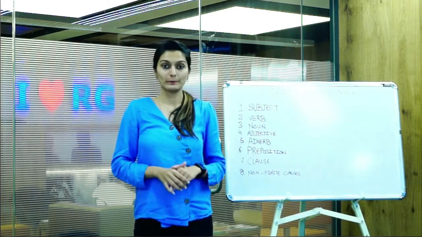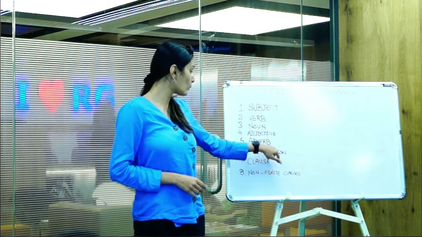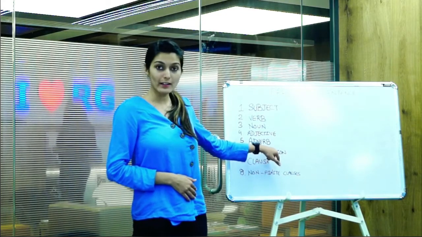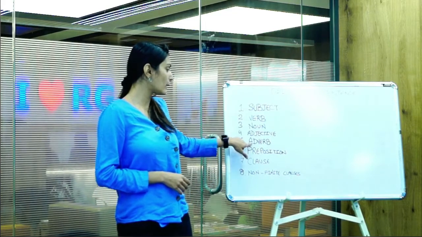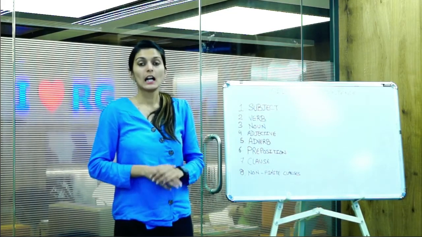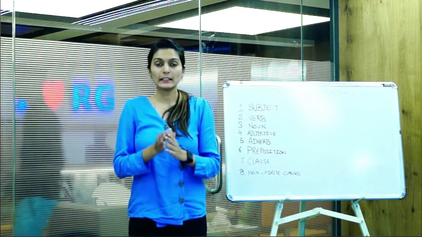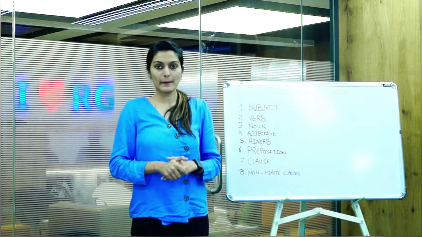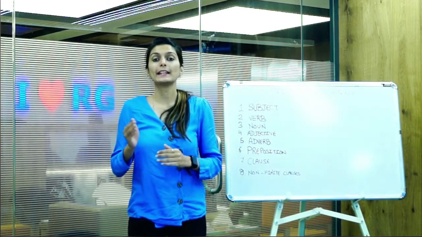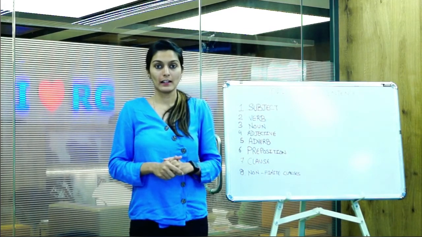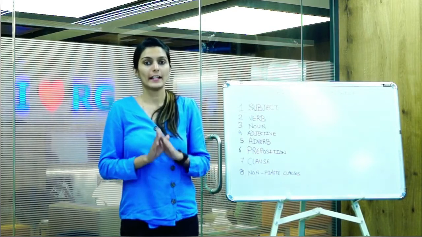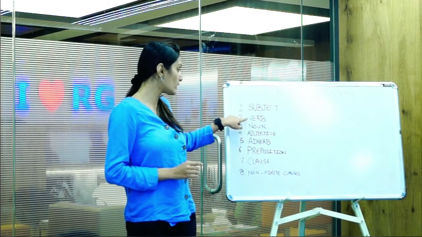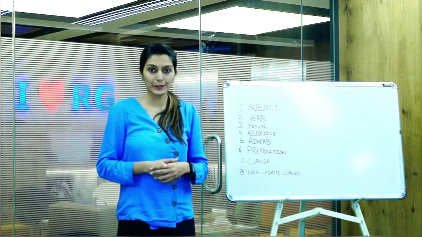Now the fifth part is adverb. What is an adverb? If you look at the last part, verb, correct? So yes, you can guess it right. An adverb is something that tells us something about a verb. For example, it was raining heavily. Raining here is your verb. And how was it raining? Heavily. It describes something about the verb, that is your adverb.